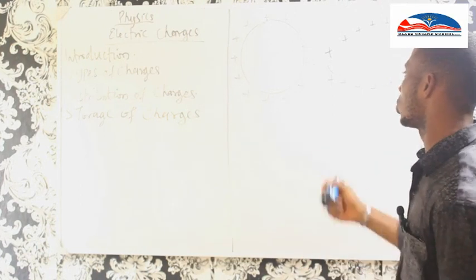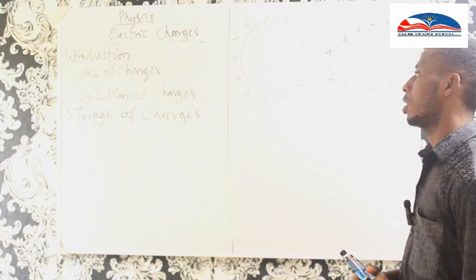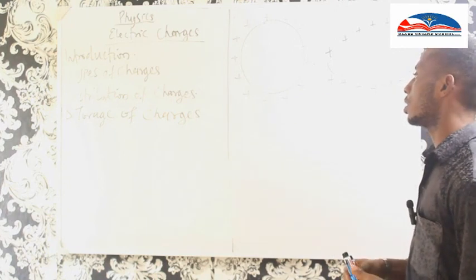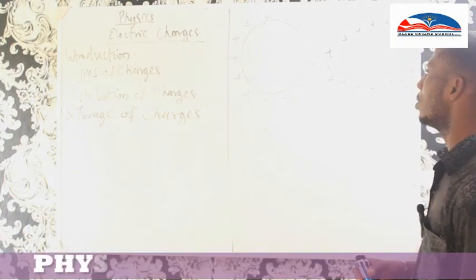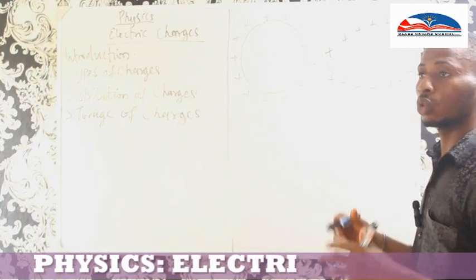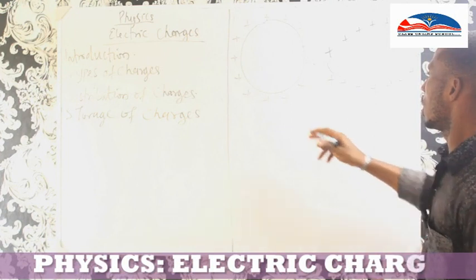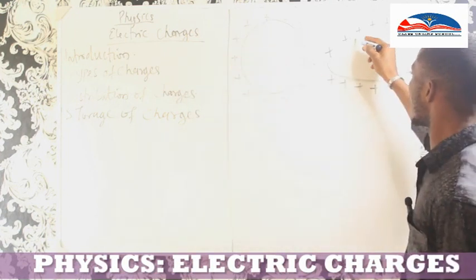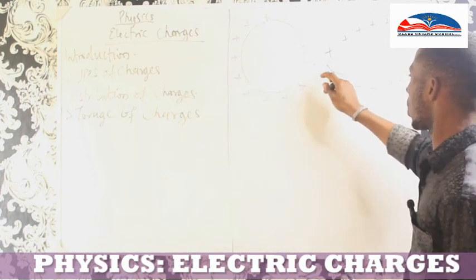Okay, now let's go to the distribution of charges. This experiment is showing two different shapes: a circular shape and a shape that has a pointed end.